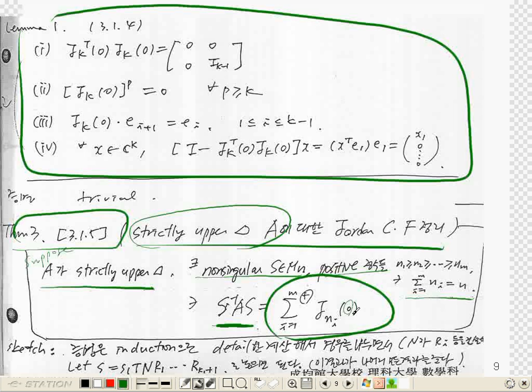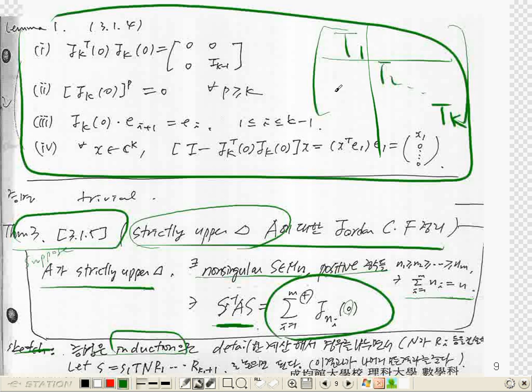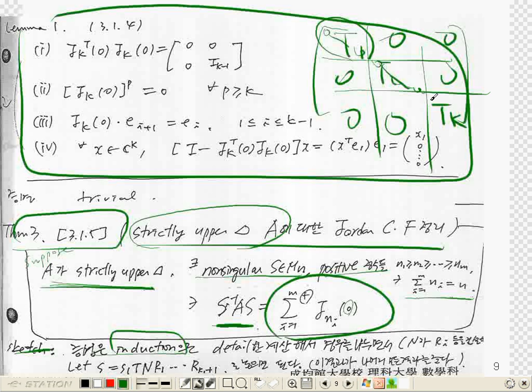The proof here is by mathematical induction. All we have to concentrate on is, by Schur's theorem, we find T1, T2, up to Tk like this. And we were able to make all the zeros other than these blocks. And here, since A is a strictly upper triangular matrix, we know all the main diagonal entries of these are zeros.